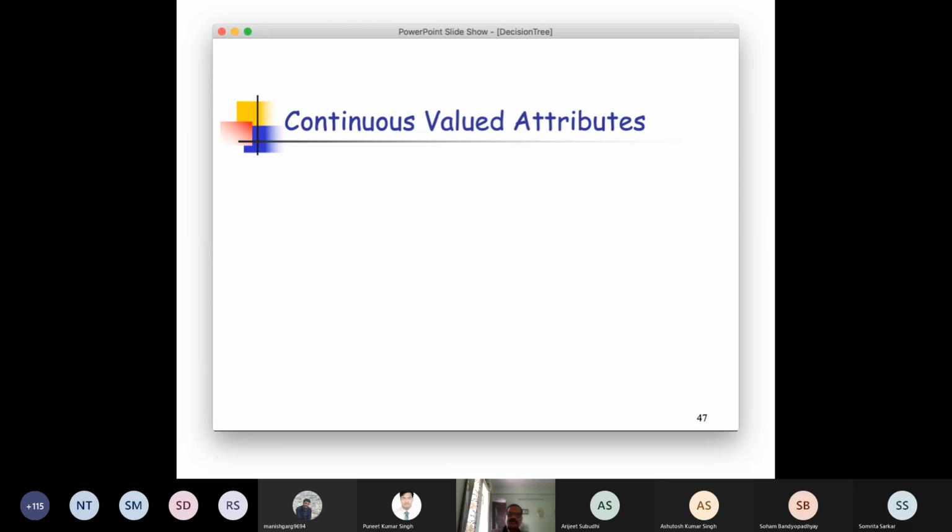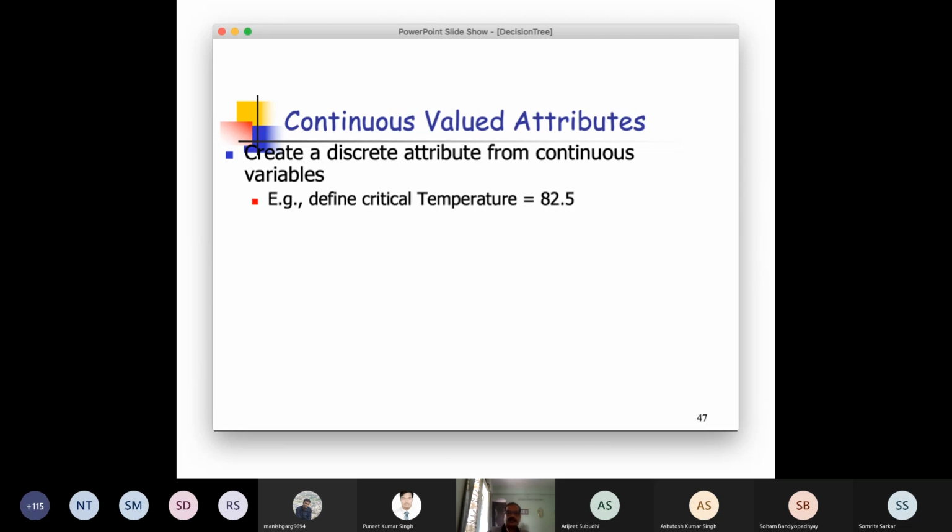So how do you handle continuous valued attributes? Now, this is a bit straightforward. What we do, we just discretize the attribute ranges, I mean, the value ranges. So you consider the discrete values. That means you are discretizing them in intervals, and each interval is represented as a discrete value. So that is what we do.